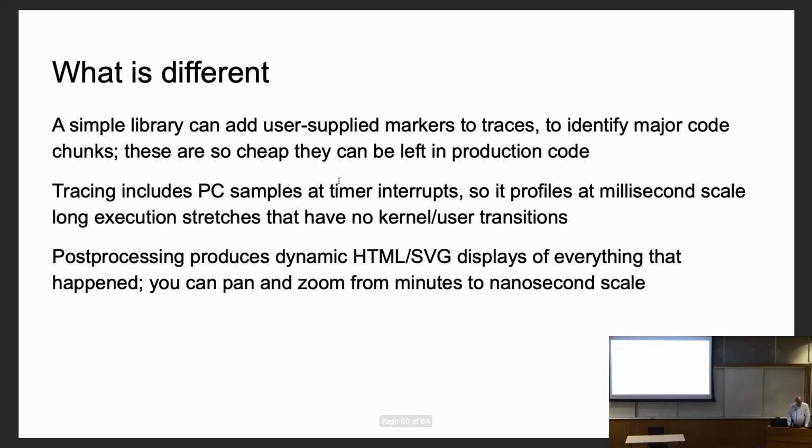And then there are little user mode libraries where you can put in labels. And I added the PC tracing last Friday. Found a latent bug yesterday. And then there's this post-processing that produces all the stuff that you can pan and zoom, and you can take a two-minute trace and zoom in to 10 nanosecond intervals across the screen.